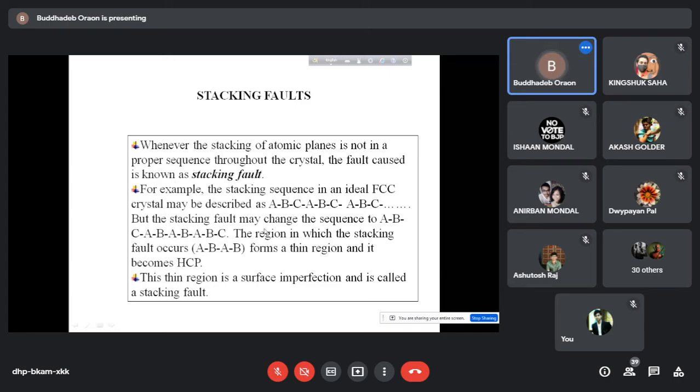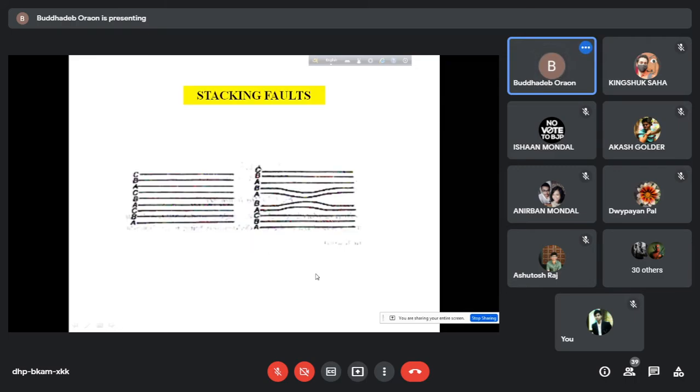So this type of problem may occur, or defects may occur. So this is called the stacking fault, 2D defect. So here is a line diagram of stacking fault. So this is the perfect one, ABC, ABC like that.